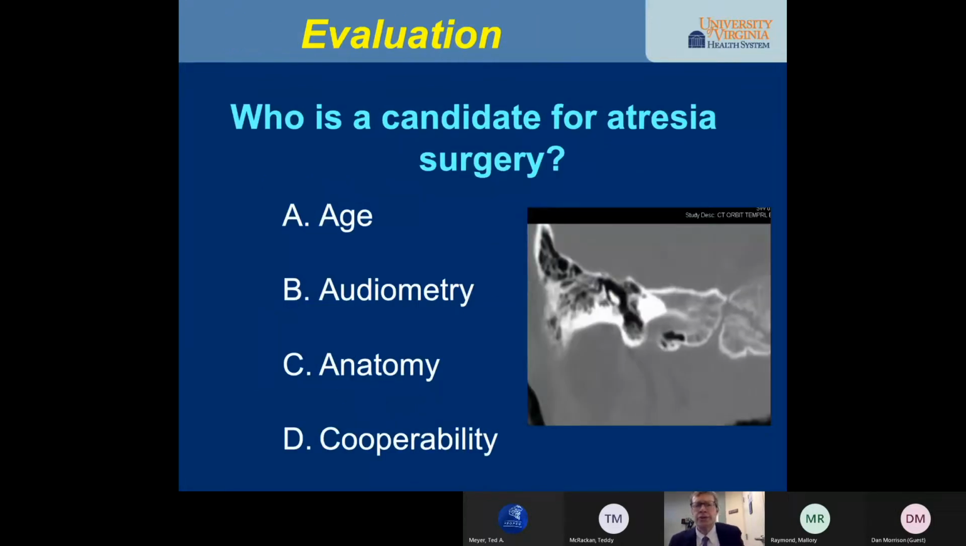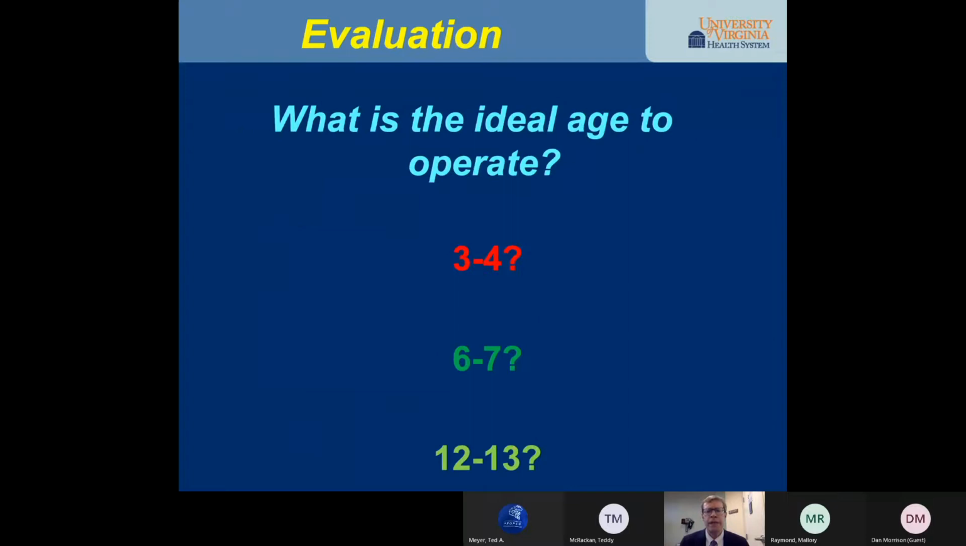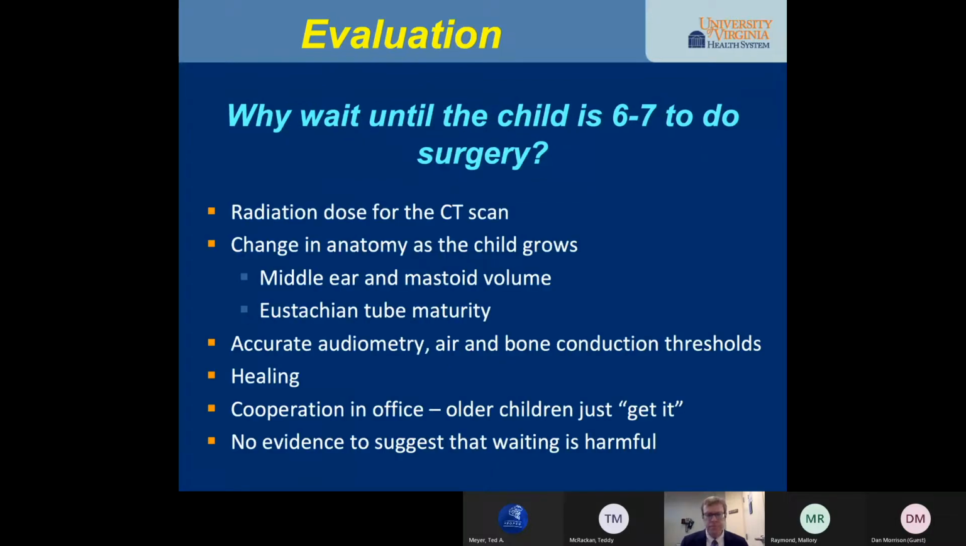So who's a candidate for atresia surgery? That's based on age, audiometry, anatomy, and cooperability, which we'll talk about. I think the ideal age to operate is about 6 to 7 years old. Why wait until the child is 6 to 7? There's a radiation dose for the CT scan. So if they're older and bigger, there's less total body dose of radiation to the child.